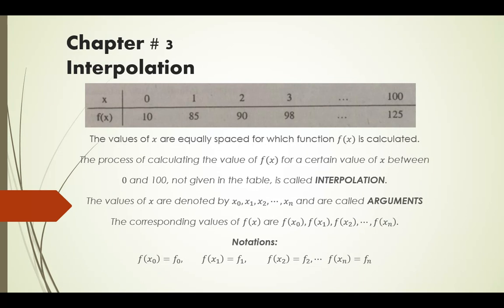Now there are notations: we denote f of x naught by f naught, by ignoring this x. So f of x naught is f naught, f of x1 is f1, f of x2 is f2, f of xn is fn. So we put the base of x in the base of f. That is the notation for all those functional values. I hope these basics will be clear to you. If these are clear, then let's go forward.